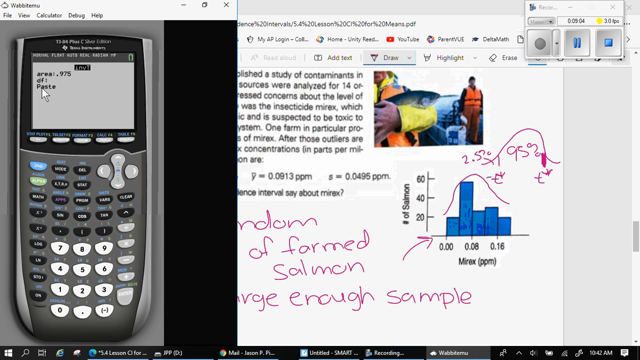Degrees of freedom is our sample size minus 1. Our sample size is 150. We subtract 1, and we say we have 149 degrees of freedom. And it's going to give us a t-star: 1.976, so 1.98. When we calculated a z-star for 95%, I'll do that quick.